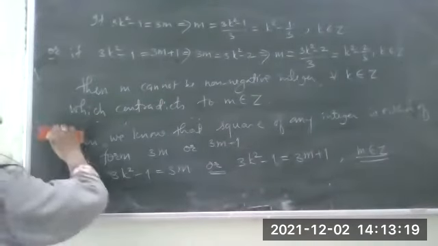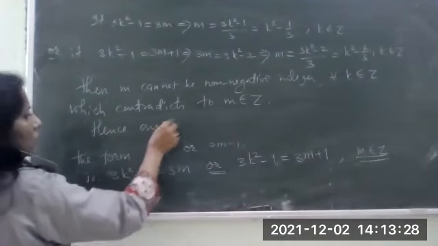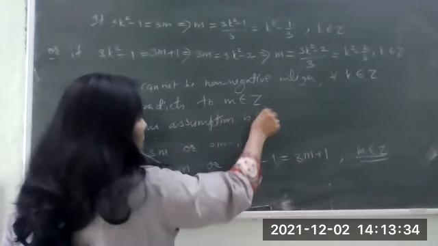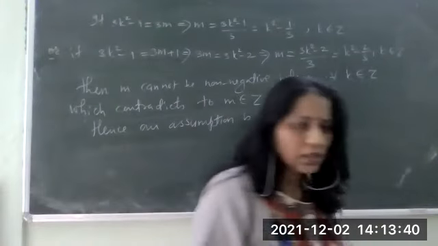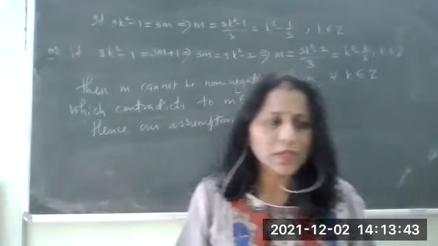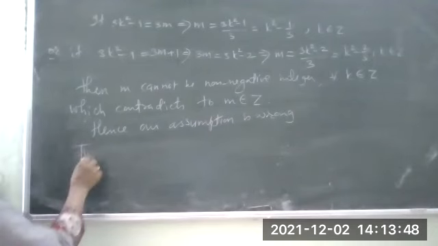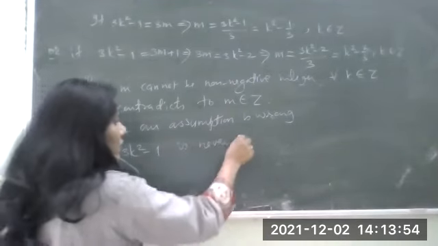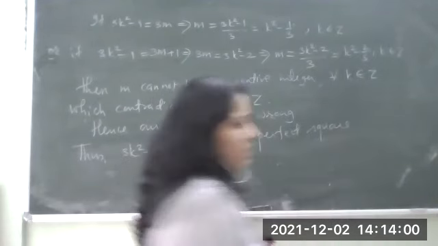Hence our assumption is wrong. Thus 3k² − 1 cannot be a perfect square. Thus 3k² − 1 is never a perfect square. So this completes the proof of this result.